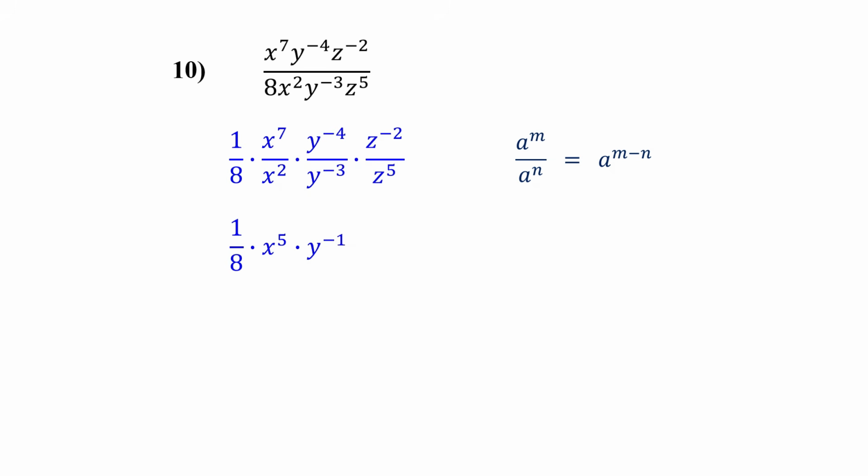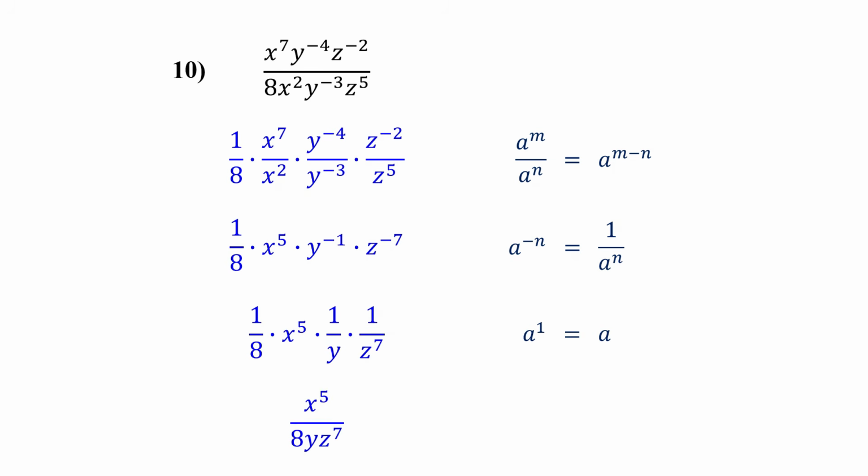For z, -2 minus 5 equals -7, giving us z to the -7th. Now rewrite the negative exponents. Take the reciprocal and make the exponents positive. So y to the -1st becomes 1 over y to the 1st. Remember, any variable raised to the first power equals the variable itself. So 1 over y to the 1st is just 1 over y. And z to the -7th becomes 1 over z to the 7th. So the simplified expression is x to the 5th over 8yz to the 7th.